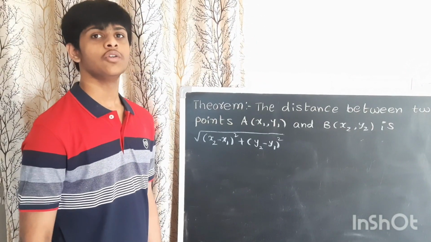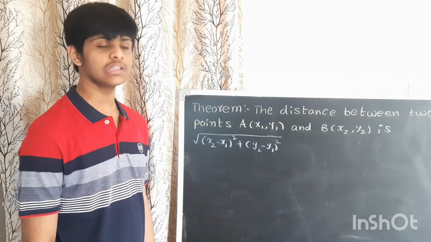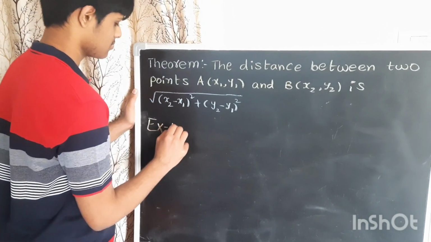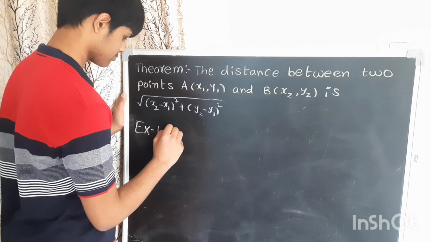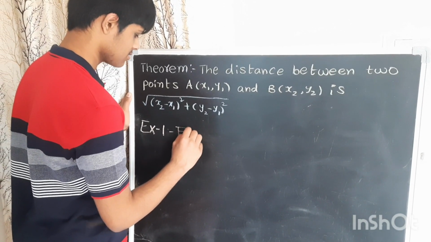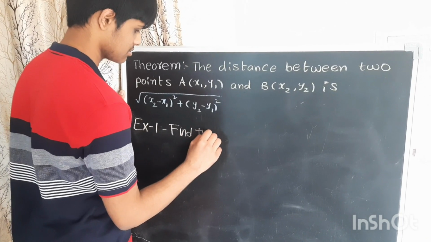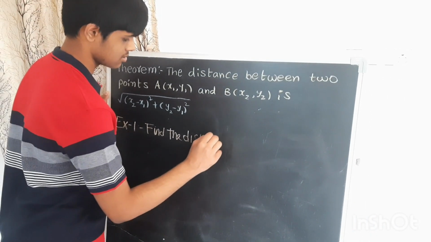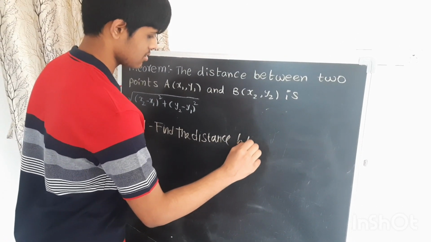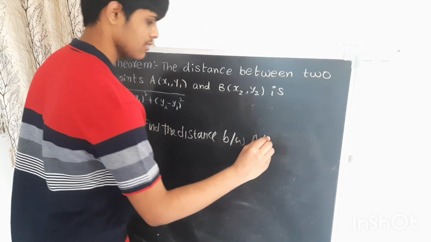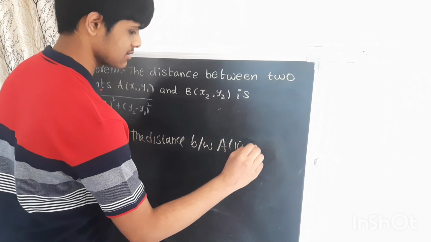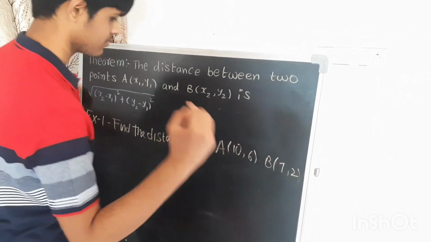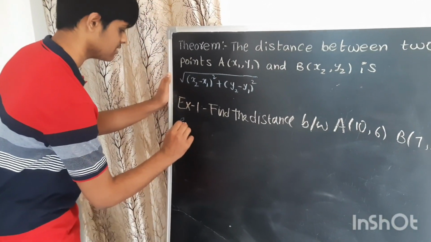Now let us solve two example problems by using this theorem. Example 1. Find the distance between A(10, 6), B(7, 2). Solution.